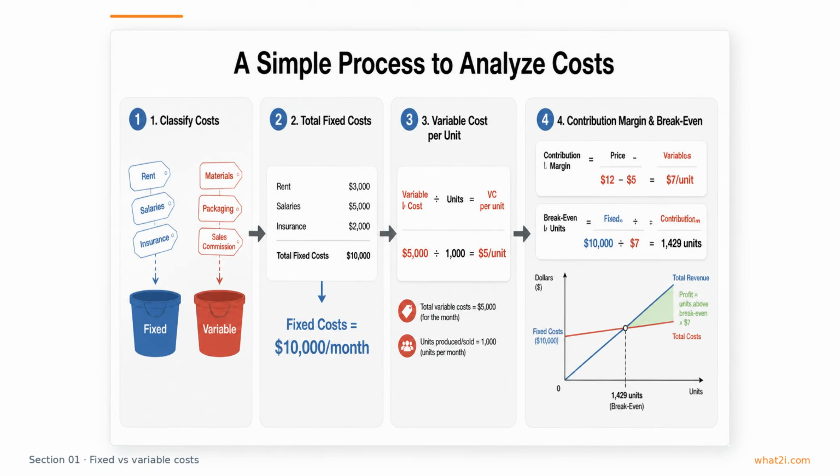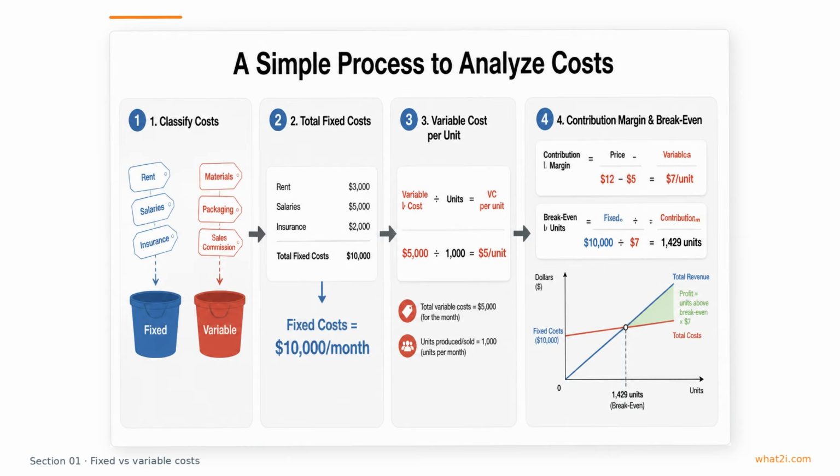A simple cost analysis process keeps the logic clean. First, classify each major cost as fixed, variable, or possibly mixed if it has both elements. Second, total the fixed costs for the relevant period, such as a month or a quarter. Third, estimate variable cost per unit so you know how much each sale contributes after direct costs. From there, calculate contribution margin and use it to find break-even volume. This sequence turns a messy list of expenses into something decision useful. It is the basic toolkit managers and investors use to connect sales assumptions to profit outcomes.